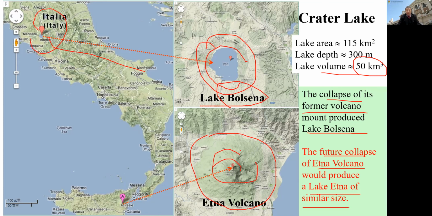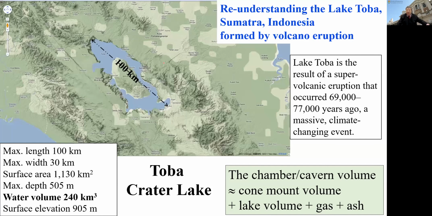So why do we have cone-shaped mountains? Why do we have this kind of neck after the huge collapse? So there are many, many volcano necks, the mountains. Okay, this one is a big one, about 100 kilometers long and about 50 wide. So this is called Toba Great Neck. Okay, so this one, Lake Toba, was the result of a super volcanic eruption that occurred about 69,000 to 77,000 years ago. A massive climate changing event. So the volume of water here is about, say, recent years, water about 240, but below that one, because originally there was a big mountain here.